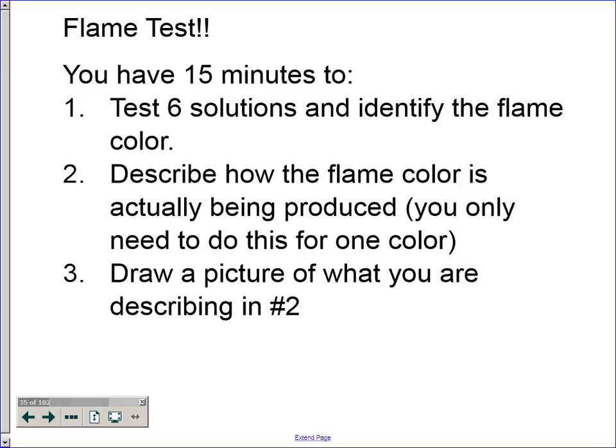Does anybody have lithium chloride? There it is. Alright, and there's one strontium chloride, so if you didn't get strontium, there's only one, so you just have to hunt.